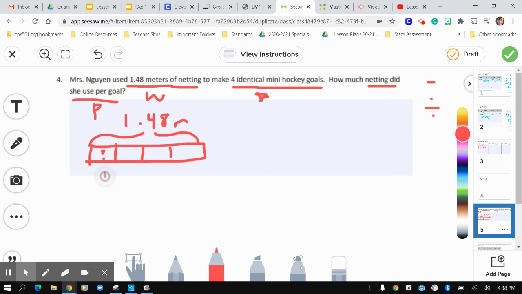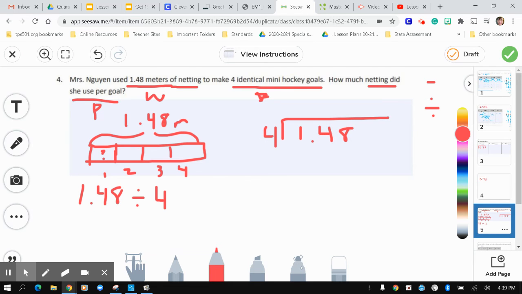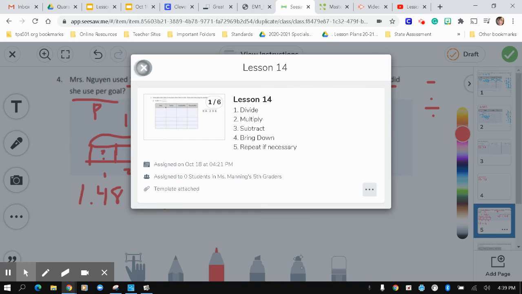So I do know that there was 1, 2, 3, 4 goals made. So that makes a division problem for us. 1 and 48 hundredths divided by 4, because there are 4 goals. So then, 1.48 divided by 4.